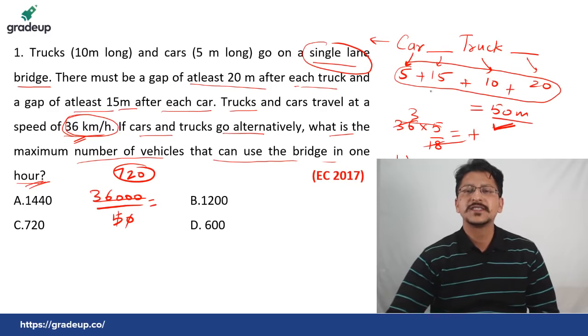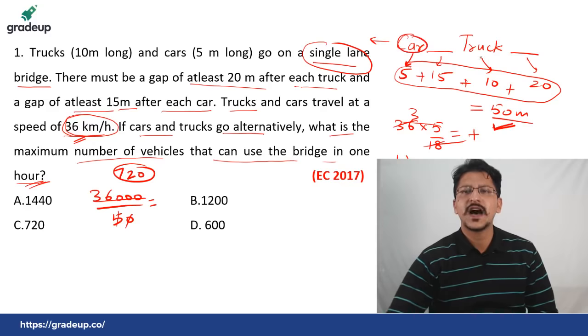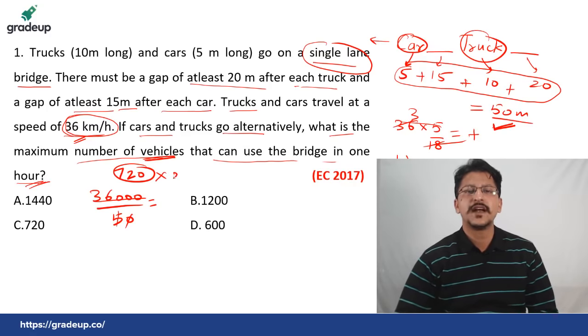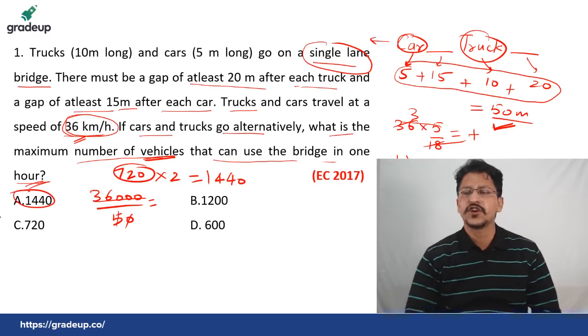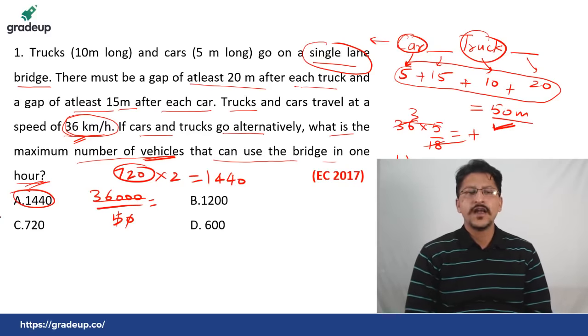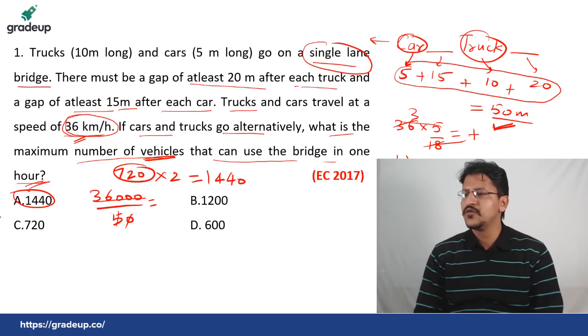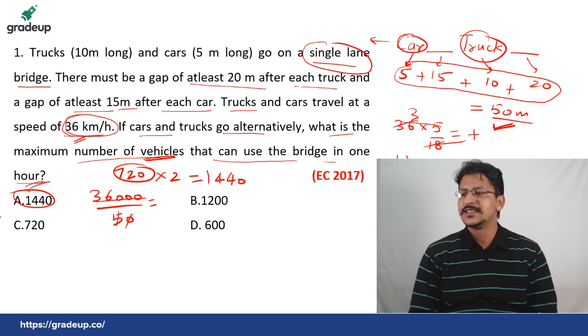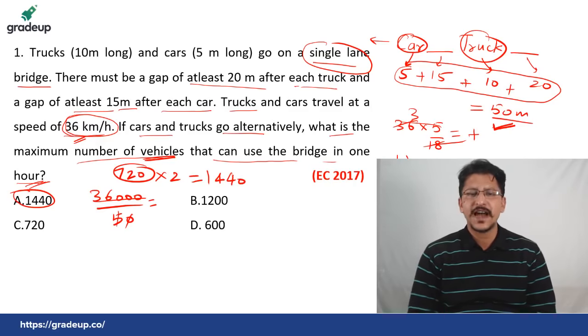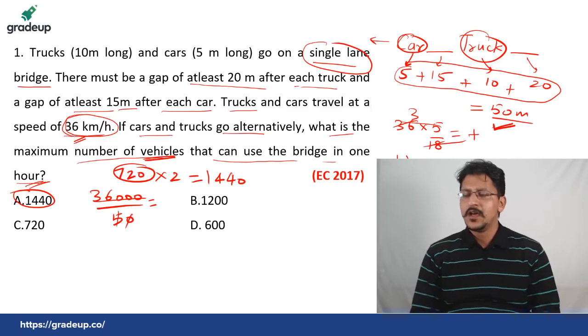Why? Because in this whole lot, there is one car and there is one truck. And it is asked the number of vehicles. So you have to multiply this value by 2 and get the answer as 1440. So the correct answer for this question is 1440. All of them who are giving me the answer as 720, please look into that. Your answer is not 720, your answer is double of that, just 1440.